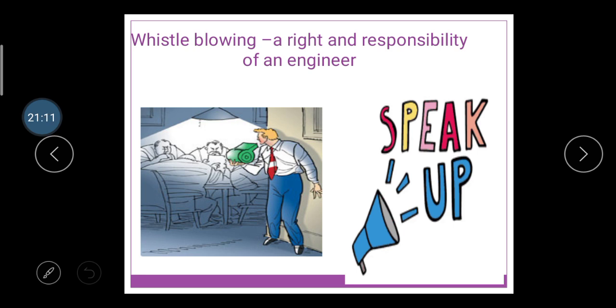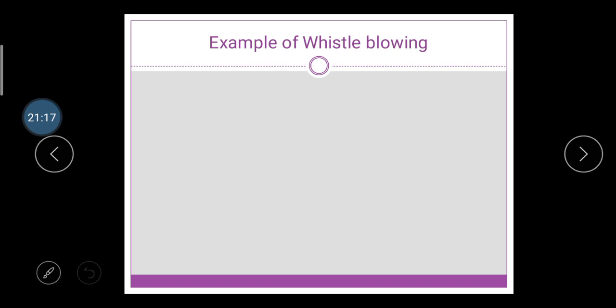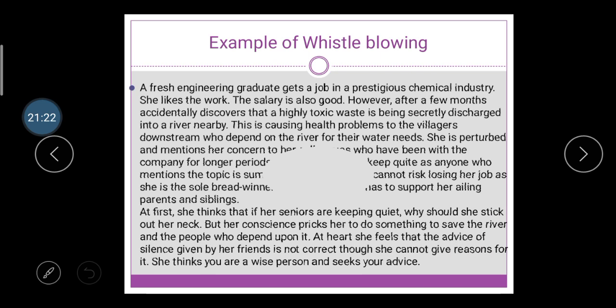Okay, then here I consider one example regarding this whistle blowing. So here is the example of whistle blowing.